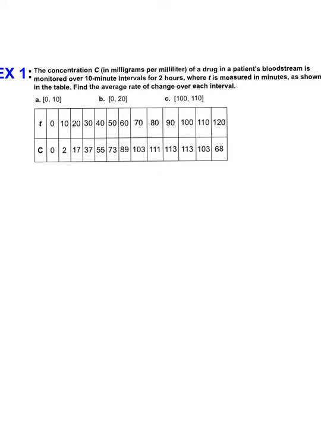And so we're going to look at the average rate of change from various points in time. So this interval right here goes from 0 to 10. These intervals are always on the x value. So it means from 0 time to 10 minutes, from 0 time to 20 minutes, from 100 minutes to 110 minutes. So we're going to look at each of these separately.